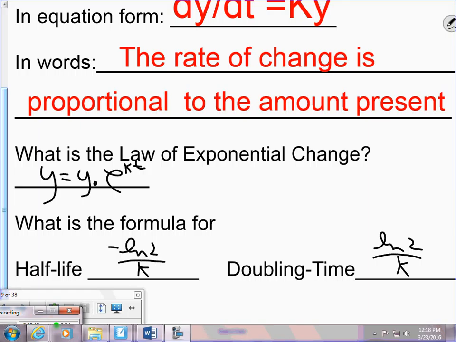K is negative when your quantity is decreasing. So K is going to be negative. That's why you get positive time. You always get positive time. Yeah, when you have a quantity that's decreasing, K is negative.